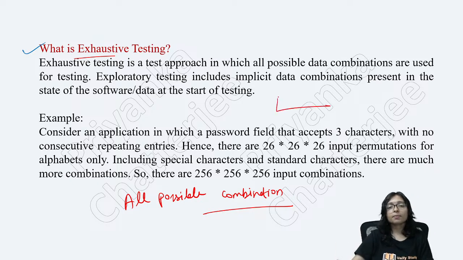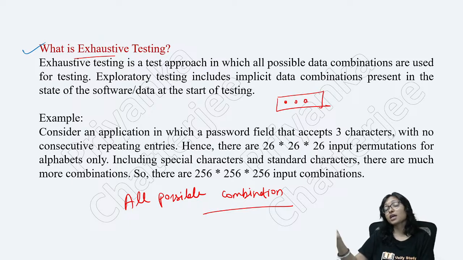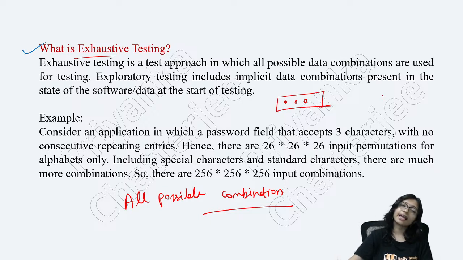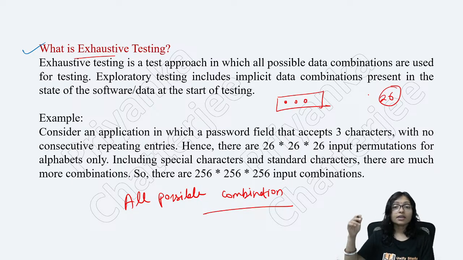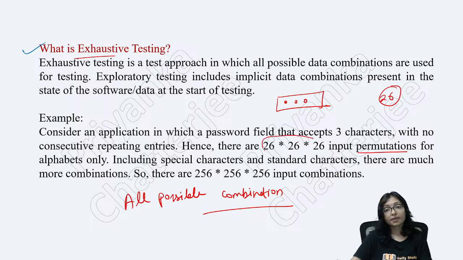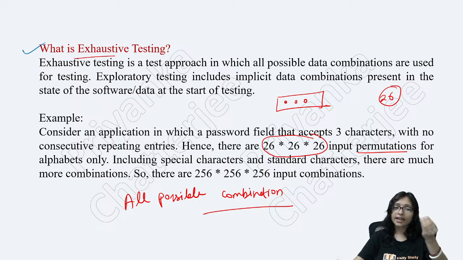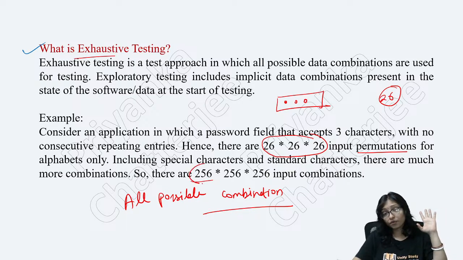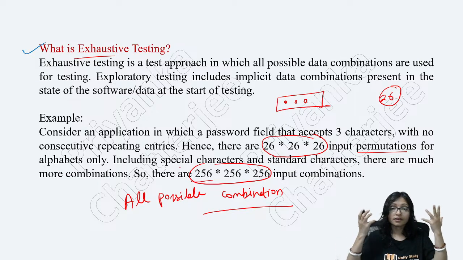Suppose you are giving a password with 3 letters. There are three alphabets, not digits, 3 alphabets. Total 26 alphabets are there. And if repeating is allowed, then how many combinations will be possible? How many permutations are possible? 26 multiplied by 26 multiplied by 26. You have to draw this many test cases. Is it possible? This many test cases you have to design. That is called exhaustive. All possible combinations. If you are including all the special characters, numbers, alphabets, everything, then 256 combinations are there. So 256, 256, 256, this many test cases I have to draw. So this is called an exhaustive test case.